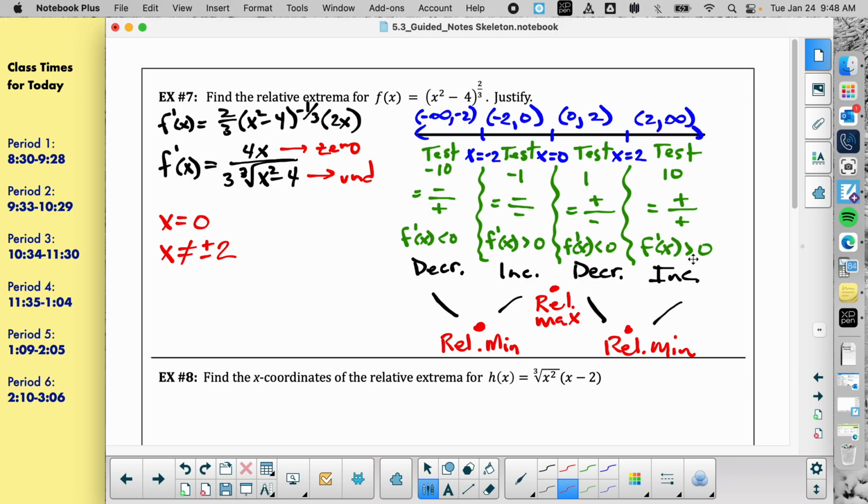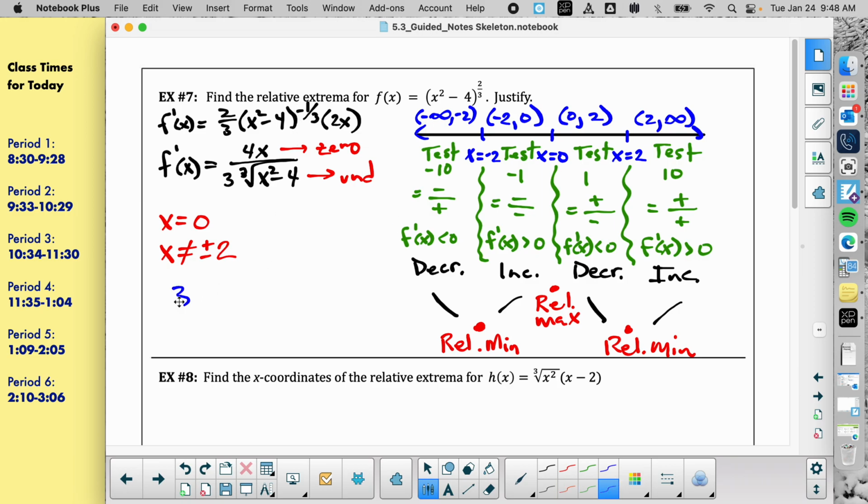Wait, repeat that last part. I didn't hear the actual question you said. Repeat how you solve for the x equals, or x doesn't equal plus or minus 2. Oh, sure. I didn't write any of it down. I basically did it in my head.